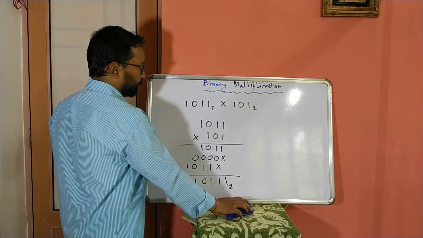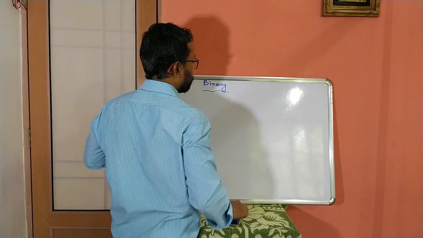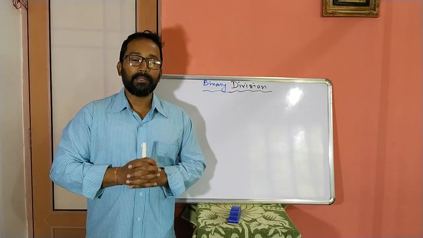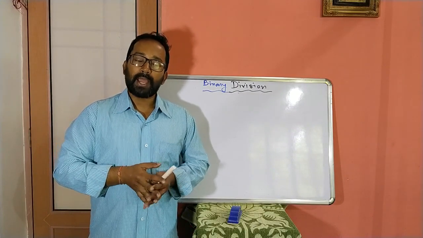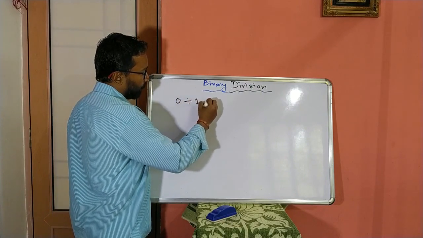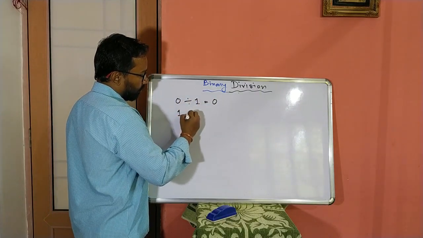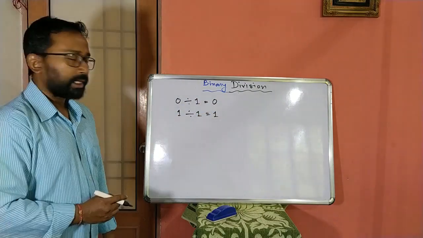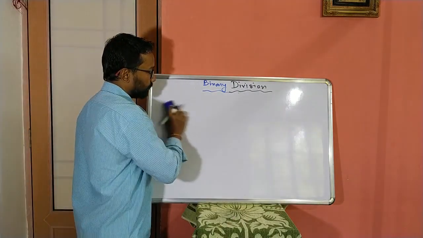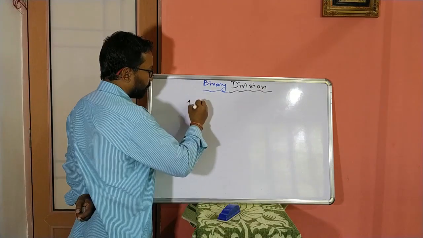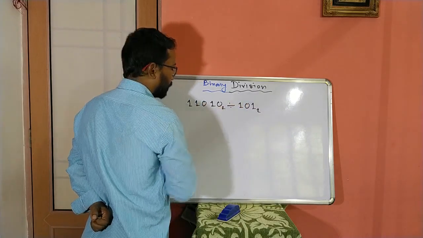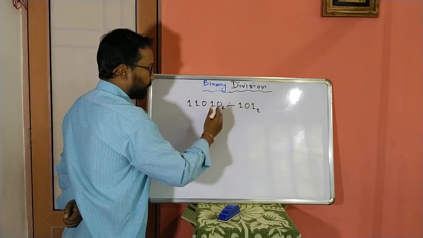Binary division. The method to perform division of two binary numbers is same as that of decimal. 0 by 1 is 0 and 1 by 1 is 1. Okay, we cannot divide any number by 0, so only these two rules. Take one example. This by this. This is dividend, this is divisor.